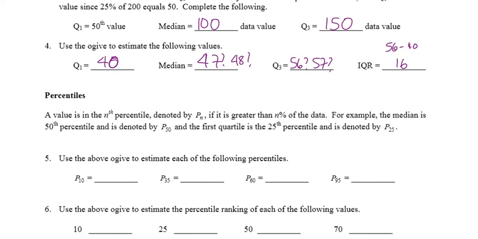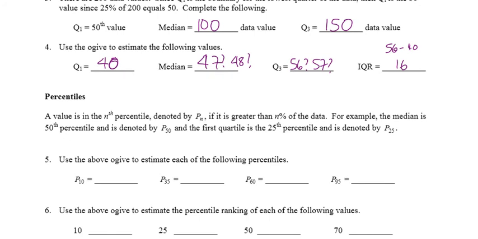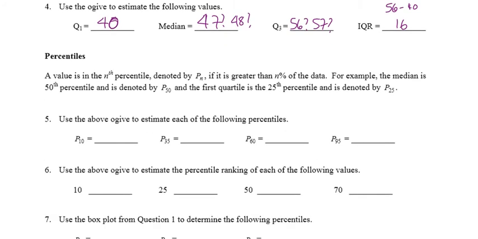Okay, any questions on that little bit? Because all we're doing is filling this in, and then you've got work to do, and there's answers closer to the back. So, percentiles. A value is in the nth percentile, denoted by p sub n, if it is greater than n% of the data. For example, the median is the 50th percentile and is denoted by p sub 50. And the first quartile is the 25th percentile and is denoted by p sub 25. Using the above ogive to estimate each of the following percentiles.